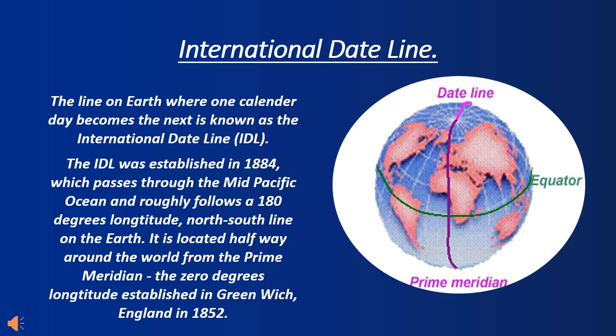International date line. The line on Earth where one calendar day becomes the next is known as the International Date Line or IDL. The IDL was established in 1884, which passes through the mid-Pacific Ocean and roughly follows a 180 degrees longitude north-south line on Earth. It is located halfway around the world from the prime meridian, the 0 degrees longitude, established in Greenwich, England in 1852.